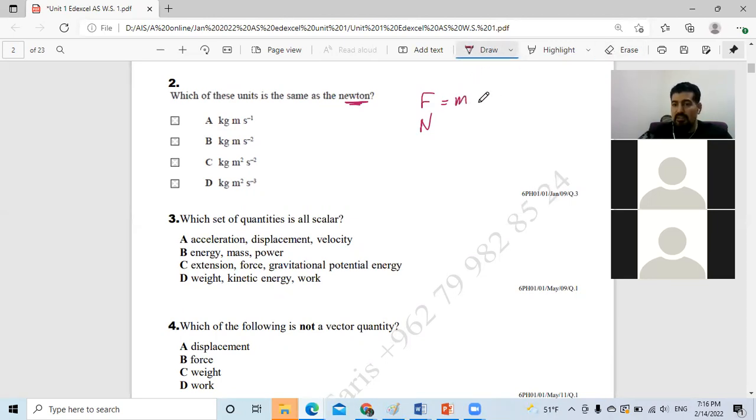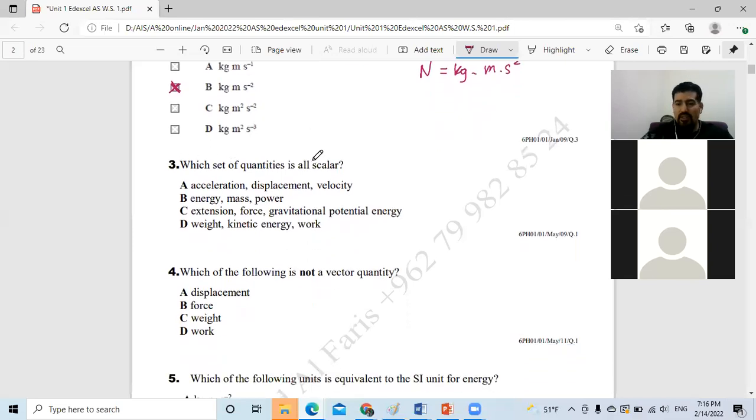It's a mass multiplied by the acceleration. So it's kilogram multiplied by what? Meters per second square. Where I can find this, which one is the correct answer? It's B. Thank you to the students who practice. So the answer is what? Is B. Good.